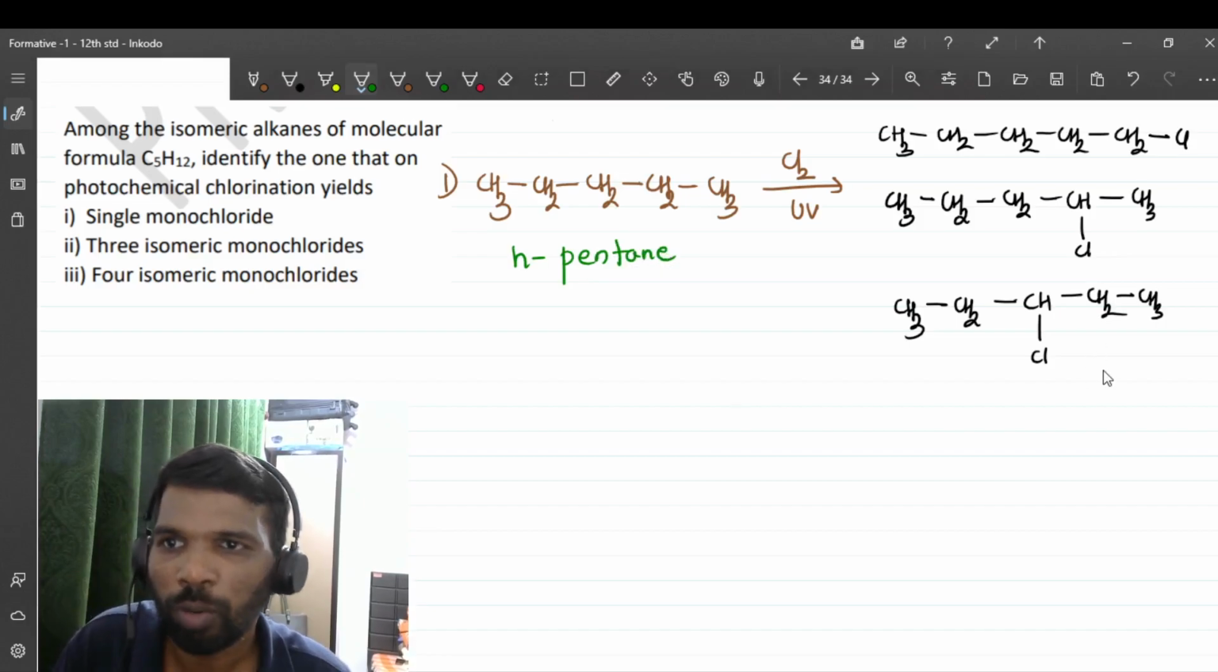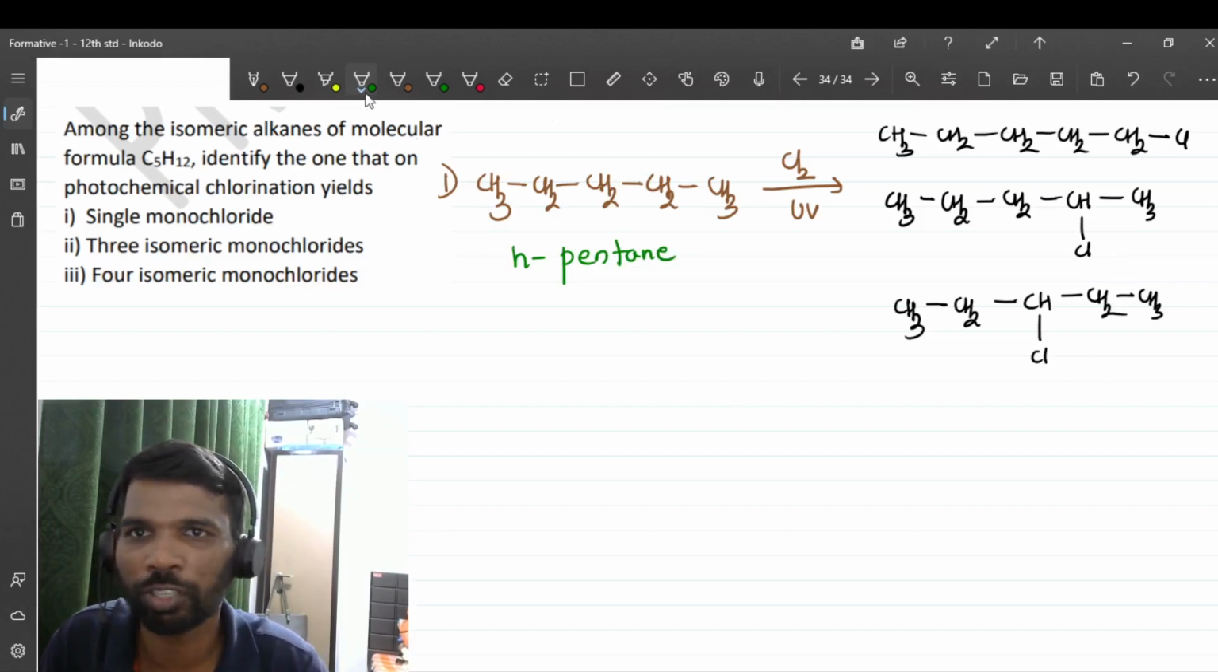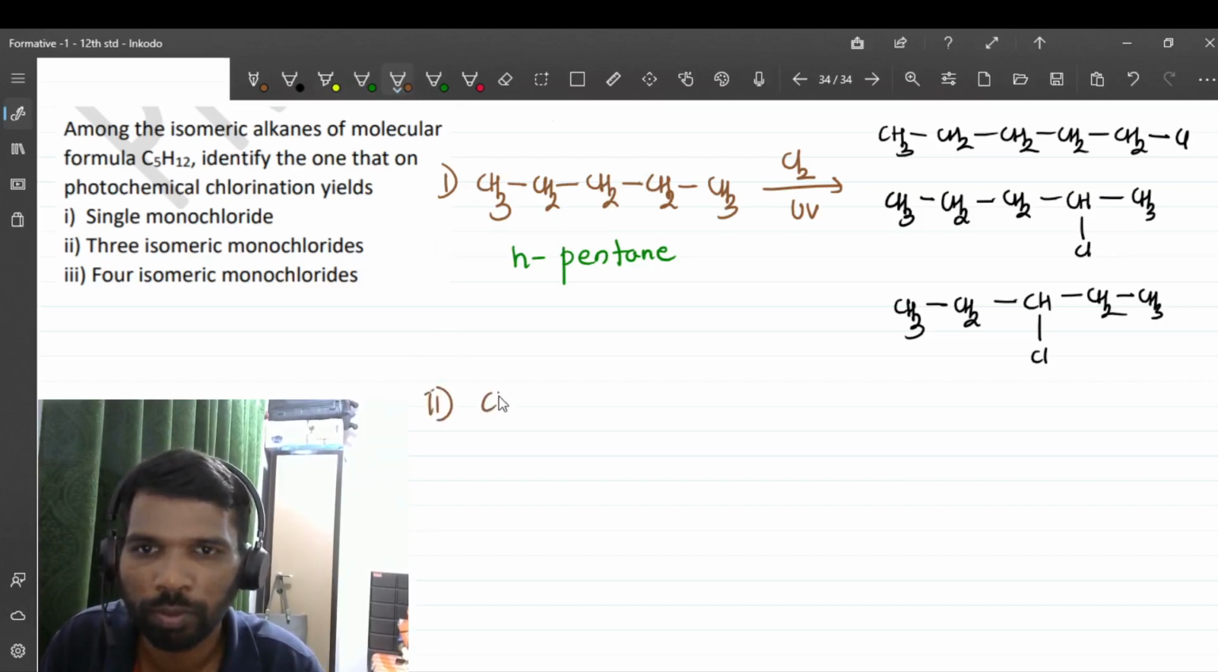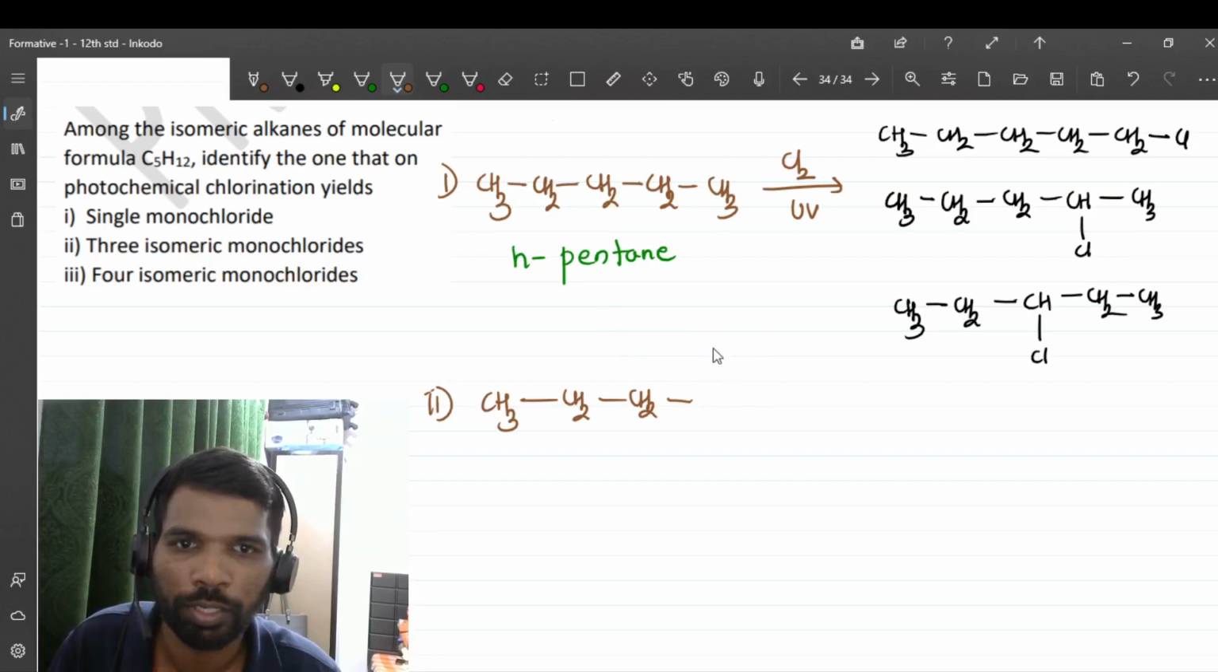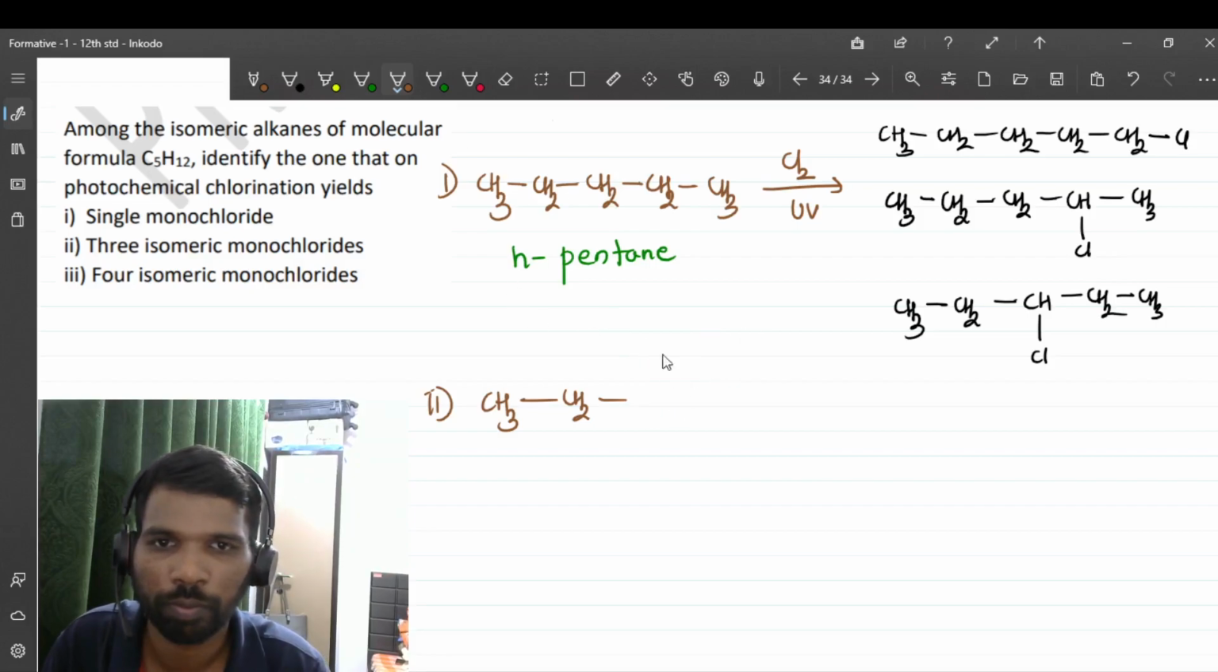What about the second structure which I was getting? The second structure was this: CH3, CH2, CH2, CH. Sorry, the second structure which I was getting was this.